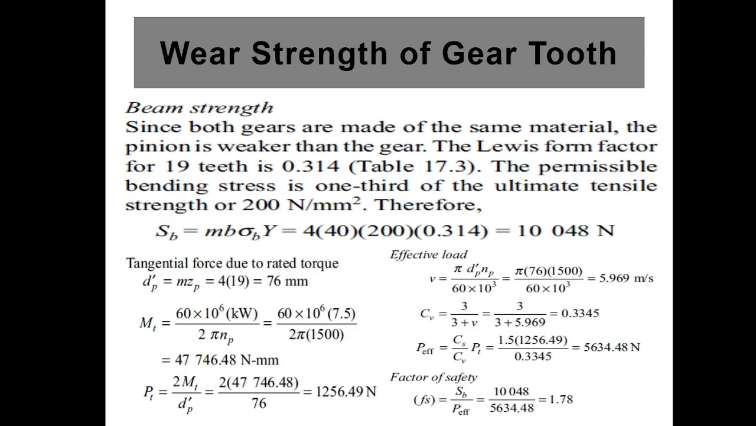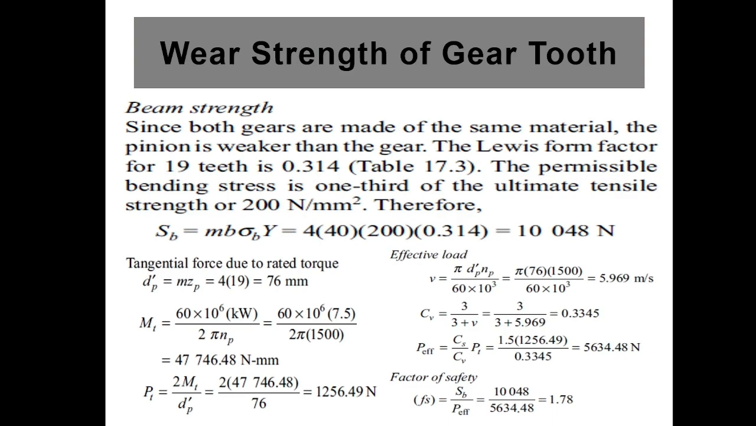For the beam strength, since both the gears are made of the same material, the pinion is weaker than the gear. The Lewis form factor we can find from Table 17.3. The number of teeth on the pinion is 19, so Y is equal to 0.314. We take it from Table 17.3 in the Bhandari book, where one column gives the number of teeth and the other gives the Lewis form factor Y. For 19 teeth, the Lewis form factor Y is equal to 0.314.